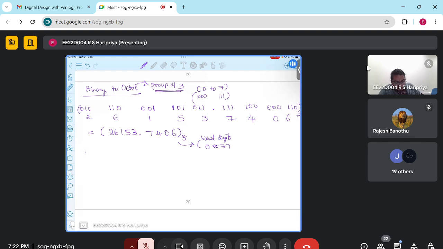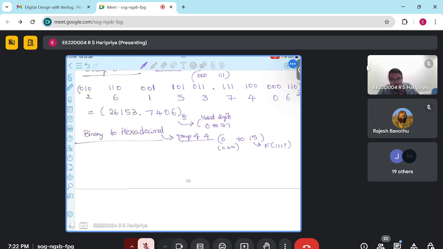Okay, now if you want to convert binary to hexadecimal, here we will be forming groups of 4 because the valid digits are 0 to 15. 15 is represented as F, which is 1111, and this is 4, 0. So when writing, I can write it as groups of 4.